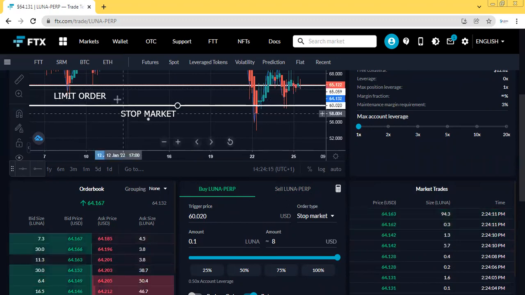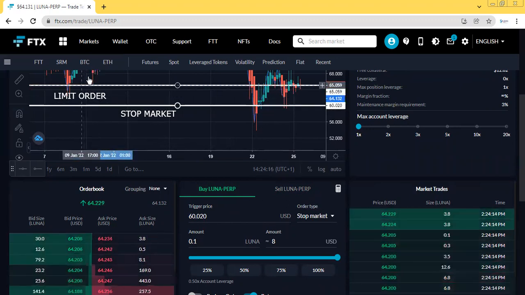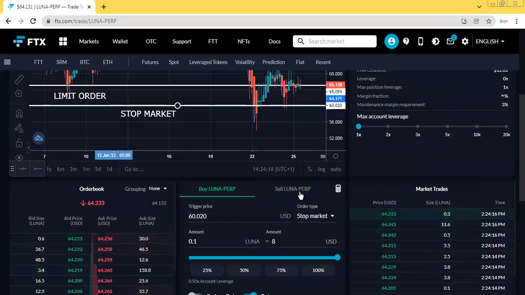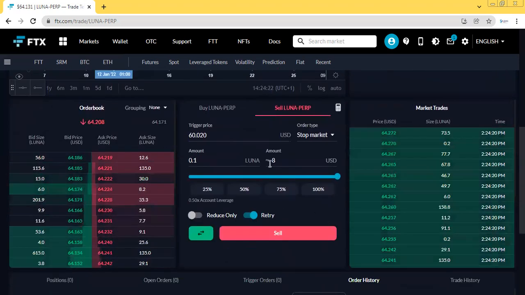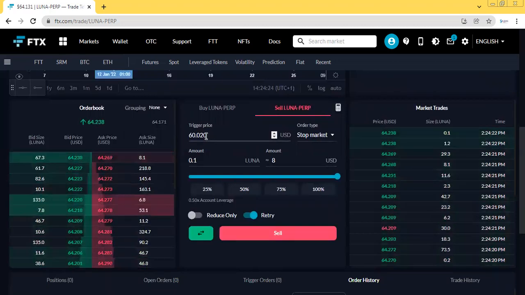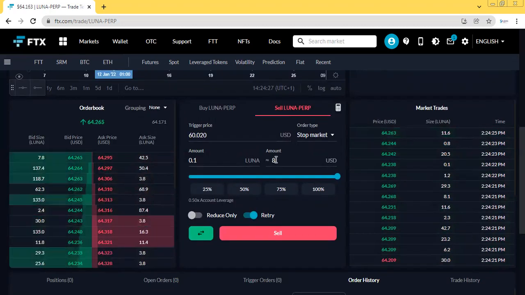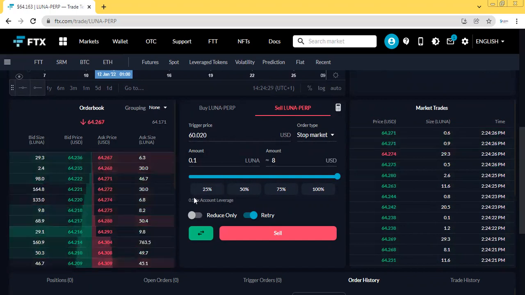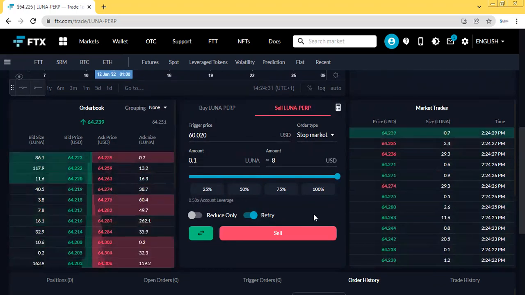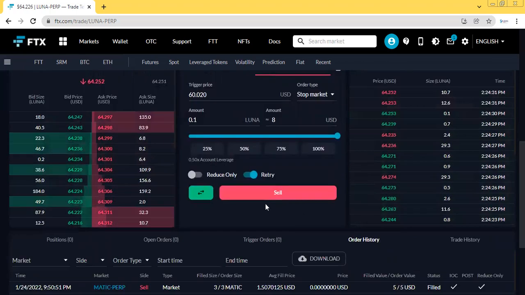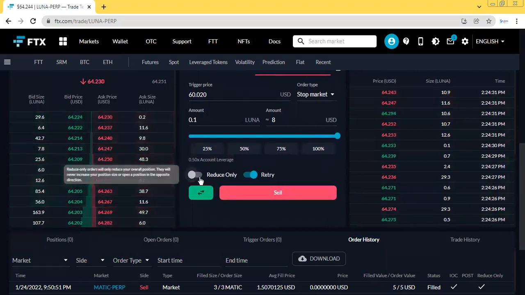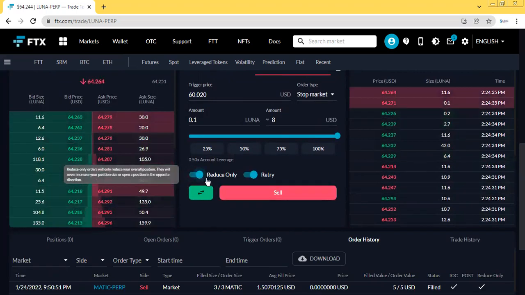But this one you're putting here is a buy stop market. It's going up, the buy stop market. If you come in, you put it on sell. You place your trigger price. You put the amount we want. Our leverage is 0.5. Look at the next thing: you now click your reduce order and retry.